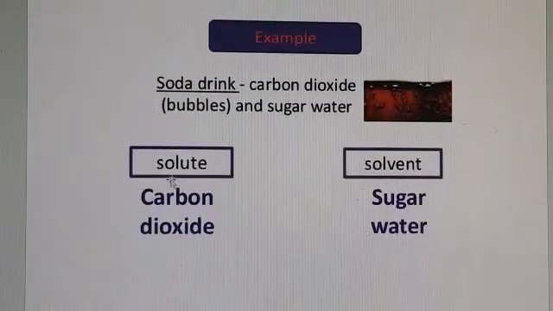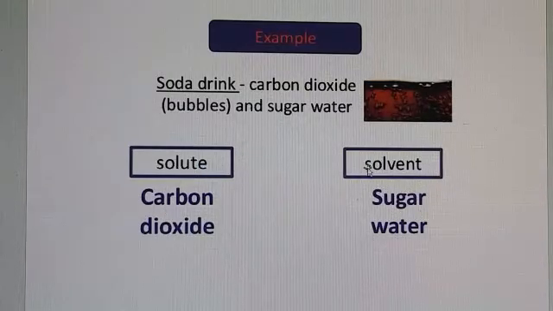Here we have a few examples. Soda drink. How is a soda drink solution formed? Add a solute, carbon dioxide, into the sugar water, which is the solvent. We are going to get a soda drink as a solution. So here, carbon dioxide plus sugar water gives a soda drink.